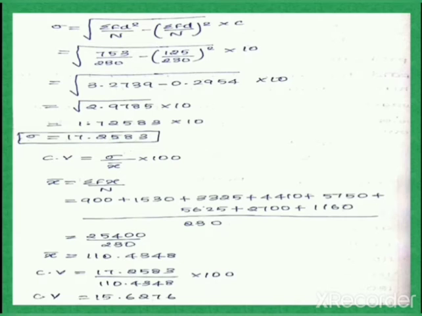Now we have to find the coefficient of variation for this problem. By using the formula, coefficient of variation is equal to sigma, which is standard deviation, divided by x bar, which is mean, into 100.